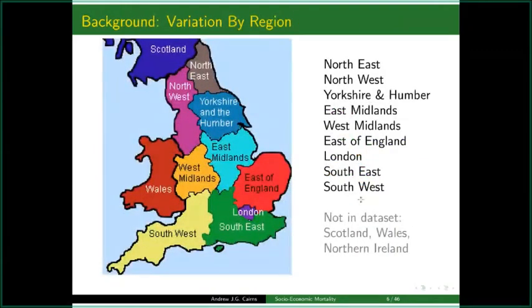Let's now have a look at variation by region. So this map is just showing you the 9 regions of England that I'm going to be looking at in 1 or 2 of the tables, although we will be drilling down into a lot more detail by much smaller geographical areas.